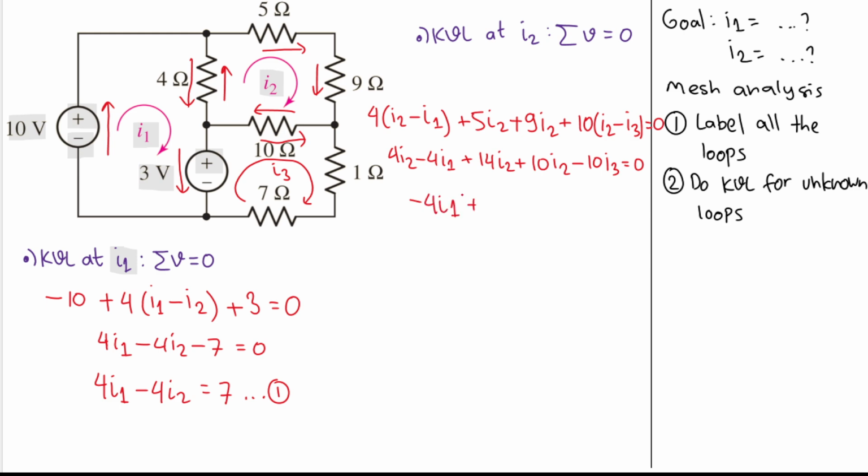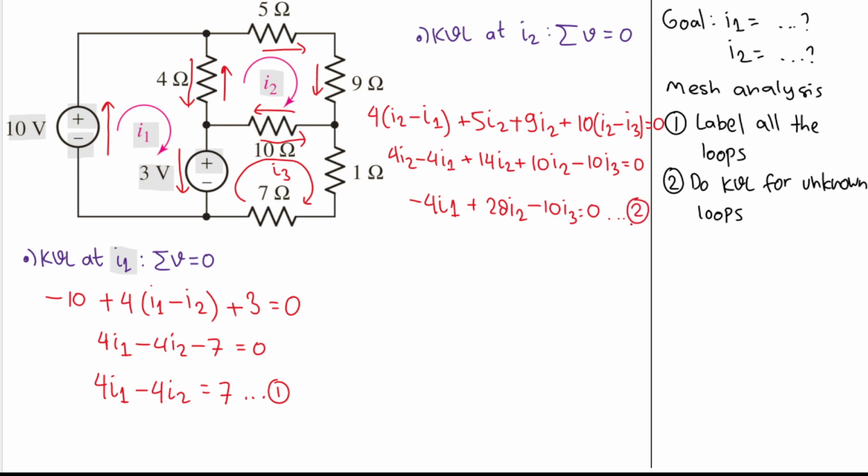And then I2 is 4 plus 14 plus 10. So we will have 18 plus 10, 28, right? So we will have 28I2. And lastly, we will have minus 10I3. All of that will equal to 0. Let's save this as equation number 2.